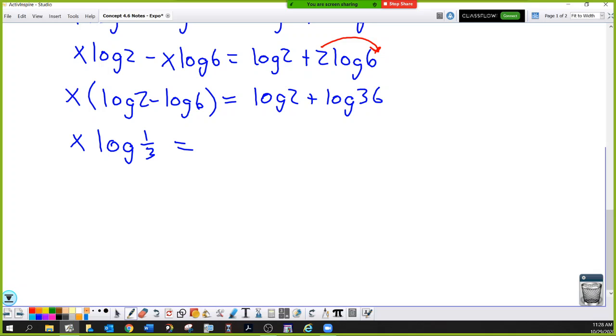Oh, it's already white. On the right side, because there's addition between those two logarithms, I'm going to multiply their arguments. So that is log of 72. Last step, as far as getting x by itself, is to divide both sides by log of 1/3.